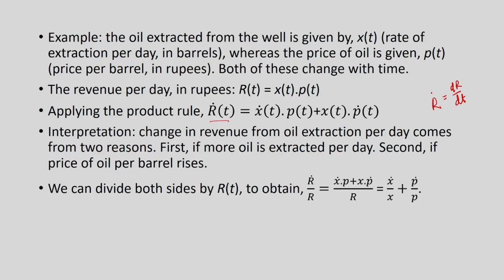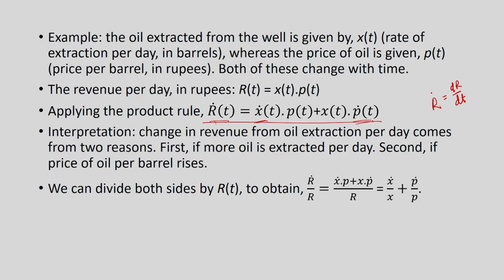So, it comes from two reasons. First, if more oil is extracted per day, that is x is changing, x dot. Second, if price of oil per barrel rises. So, if the price itself is rising, even if the production is remaining constant, revenue will rise. So, therefore, you have this p dot term.